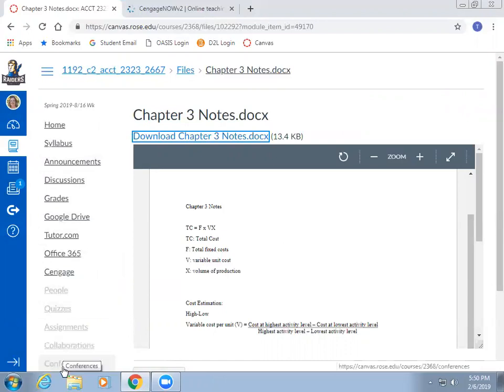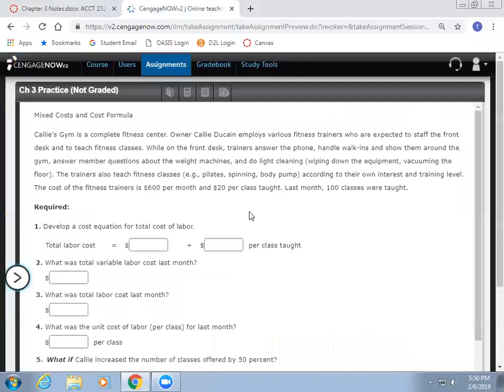You need them. So this first example in Cengage, we're looking at just writing the cost equation given the data that they provide. It says Cali's Gym is a complete fitness center. Cali employs various fitness trainers who are expected to staff the front desk, teach fitness classes, answer the phone, and so on. The cost of the fitness trainers is $600 per month and then $20 per class taught. So we have the fixed cost, the $600 per month, and then we're paying them $20 per class that they teach beyond that. Last month, 100 classes were taught.